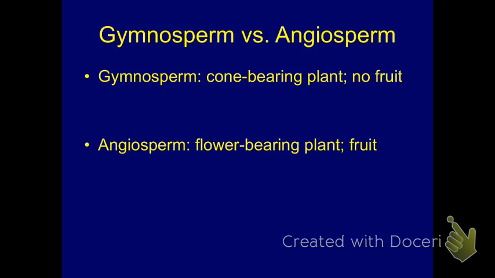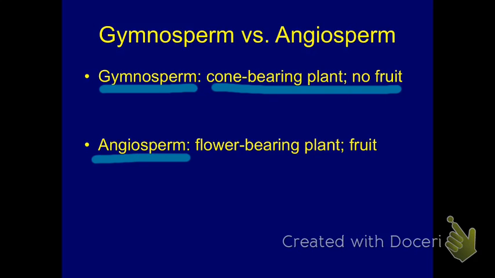Finally, different kinds of plants. A gymnosperm is a cone-bearing plant. There's no fruit produced. An angiosperm is a flower-bearing plant, so we have fruits produced there. A gymnosperm would be like a pine tree. An angiosperm would be like a pear tree.